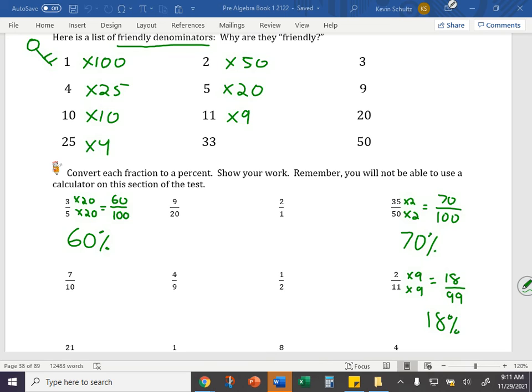33, what do you multiply that by? By 3. 3 times 33, 9 times 11, 20, kind of back to more friendly ones now, 20 by 5 and 50 by 2. Right? So you will not be able to use a calculator, but this chart should help you know how to get to 100 from whatever your denominator is. Okay?